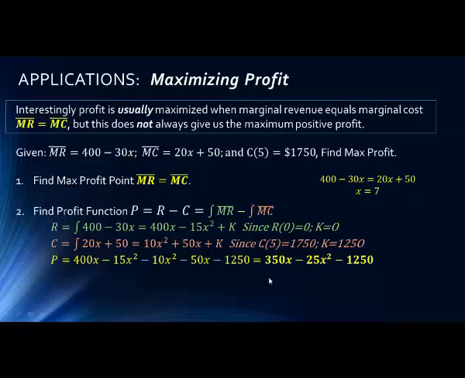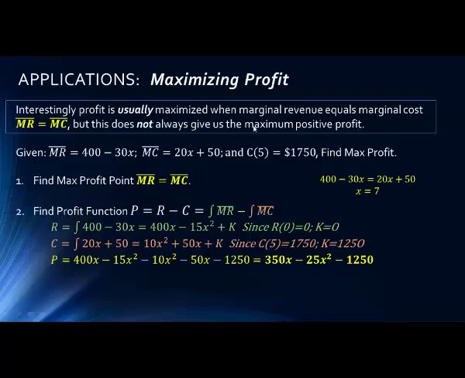So negative b over 2a would be negative 350 over 2a. The a term would be 2 times negative 25, or negative 50. And interestingly, we get 7. So this is proving out that in this problem, this did indeed find when the maximum would occur.